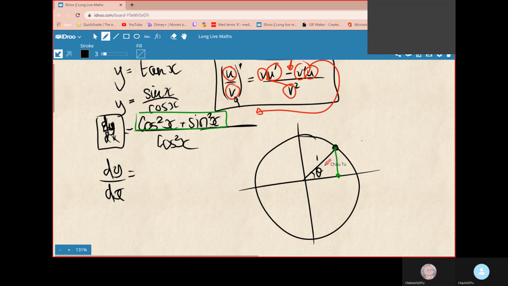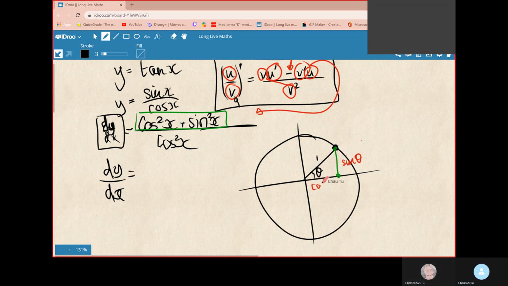What's the length of the green line? Oh, sine squared x. X is not in there. You're just working with the number 1. Sine theta. Okay, so what's the across? What's this red line? Cos theta.